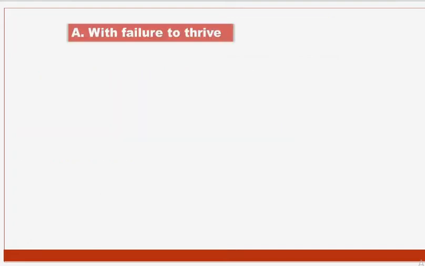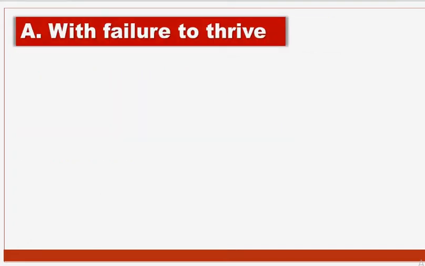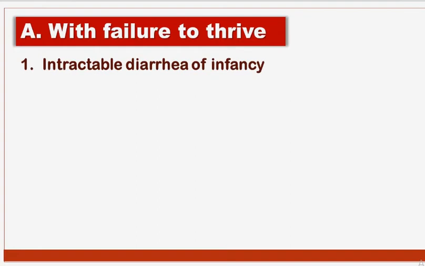While the group that causes failure to thrive, affecting the growth of the baby, it may be intractable diarrhea of infancy. And here, a high risk of malnourished or immune compromised patient, and need support with the nutrients. It's called intractable diarrhea of infancy.